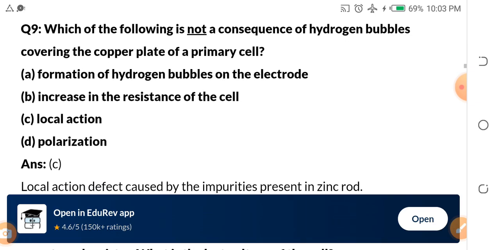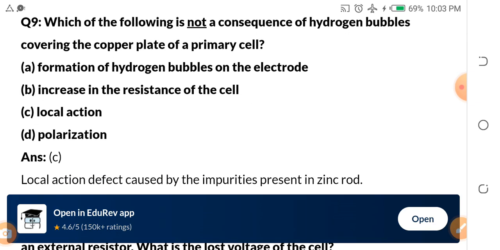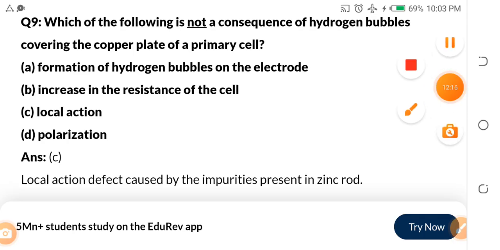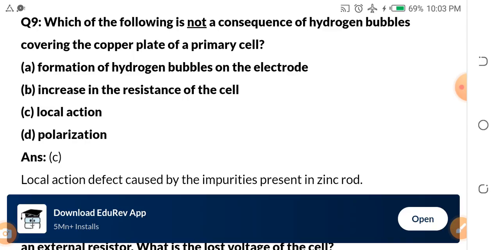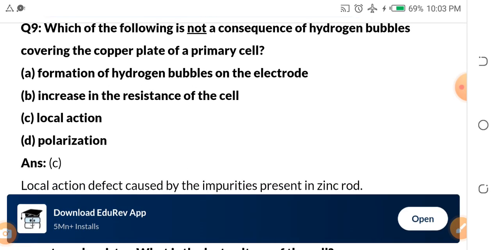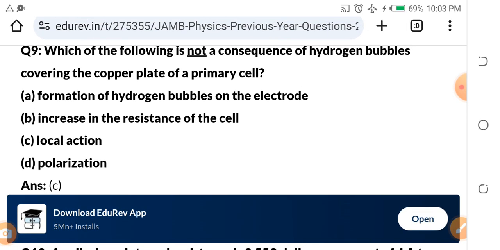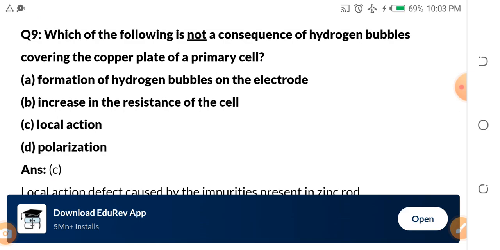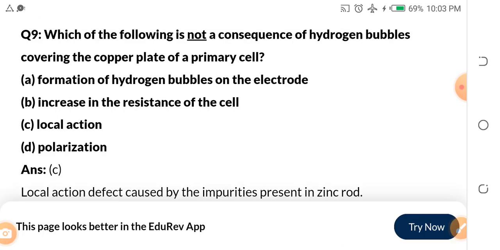Let us focus. Which of the following is not a consequence of hydrogen bubbles covering the copper plate of a primary cell? A, formation of hydrogen bubbles on the electrode. B, remember they say not. I've always taught you that whenever you are given a question, the first step is to understand the question, understand the instruction of the question, right? You don't just start answering. You need to understand what they are expecting from you.